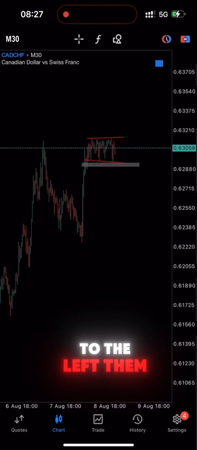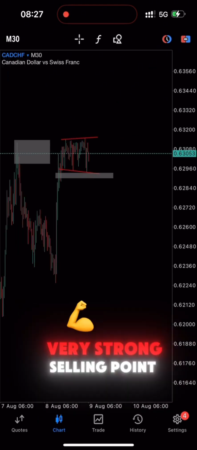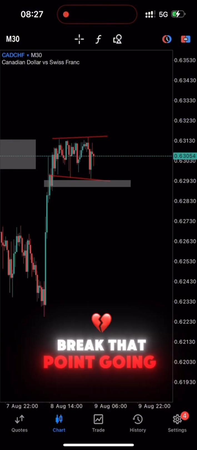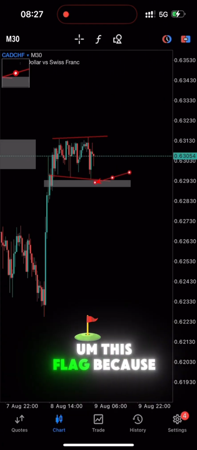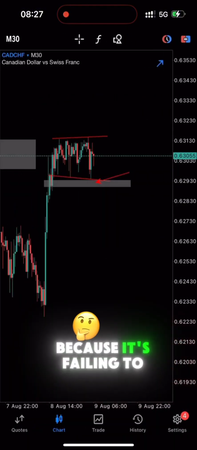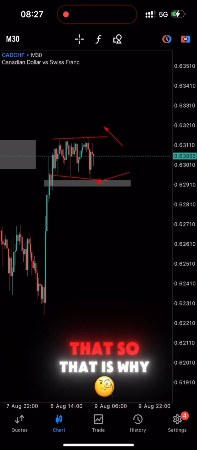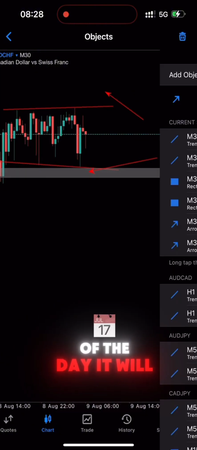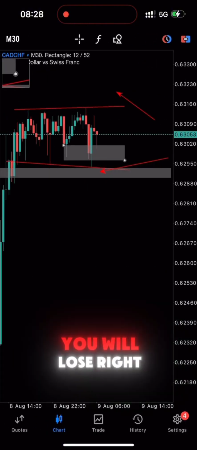If you look to the left there, we have our rally base drop. So that is a very strong selling point. So price cannot just break that point going upwards. That's why you see it has formed this flag, because it has been going up, down, up, down. The market has been indecisive because it's failing to break the trend line going upwards. So that is why it's confused. At the end of the day, it will just drop. So if you are buying here, you will lose.